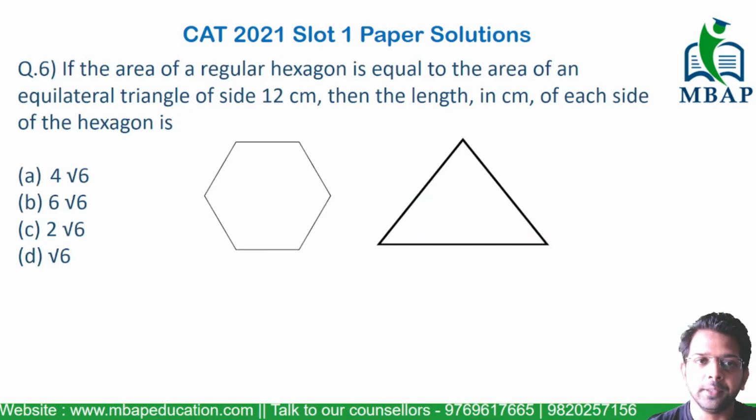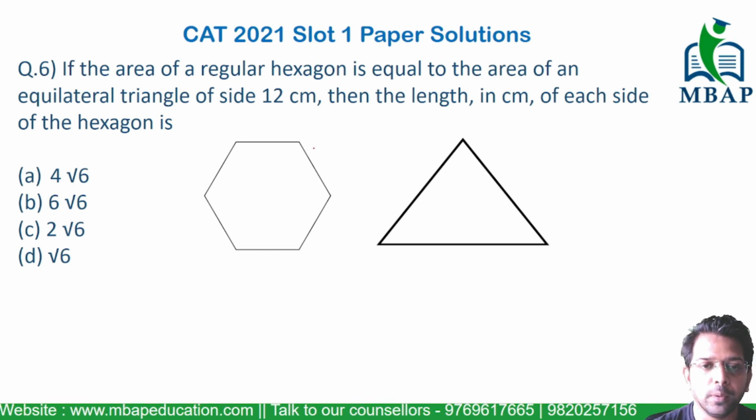Let's take the next question. Read the question well. It's a very easy question what they have asked you. The question says, if the area of a regular hexagon is equal to the area of an equilateral triangle of side equal to 12 centimeter, then the length in centimeter of each side of the hexagon, the length we have to find out.